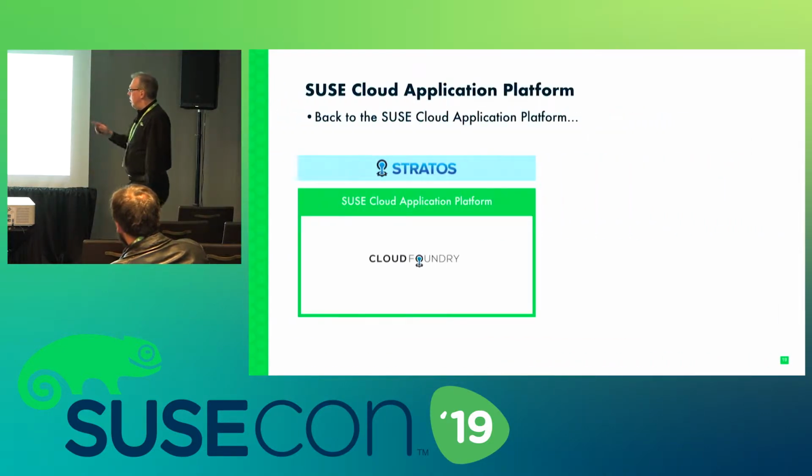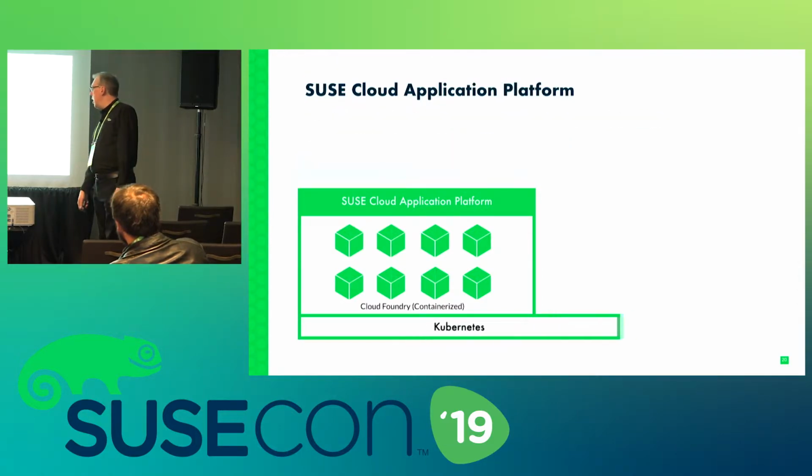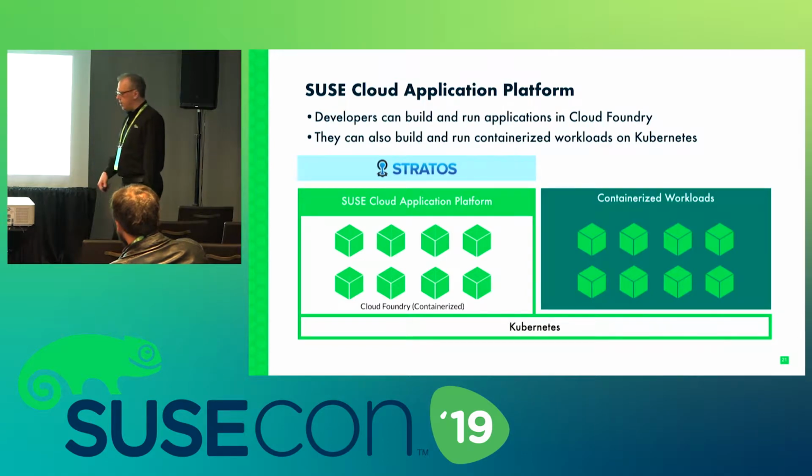Okay, so back to the SUSE Cloud Application Platform. Hopefully you know that's a containerized version of Cloud Foundry. That's quite different from many of the other distributions. Obviously it's deployed to Kubernetes, and we do that with Helm. But since you have Kubernetes, it makes sense. That means developers can build and run applications on Cloud Foundry, but they can also run containerized workloads directly on Kubernetes. And there are good use cases for where you want to do those too.